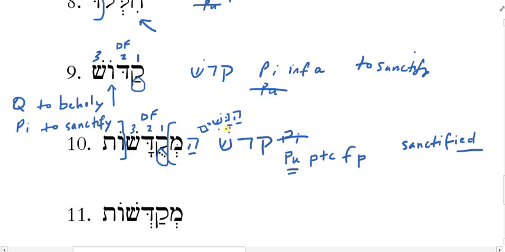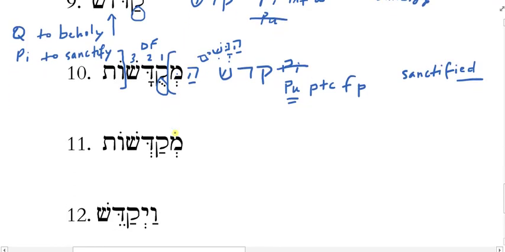So what kind of women are these? Sanctified women. So that's how you translate this. The women, the sanctified, are the sanctified women. Or you could use a relative clause, the women who are sanctified. Or if the time frame is past, the women who were sanctified. Okay? Now look at number 11.